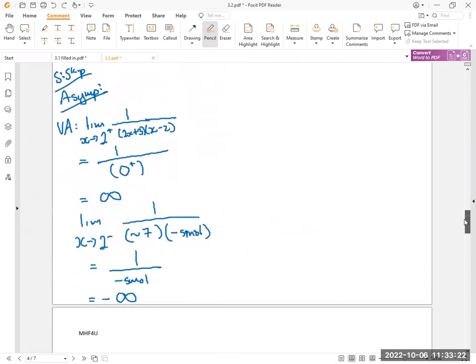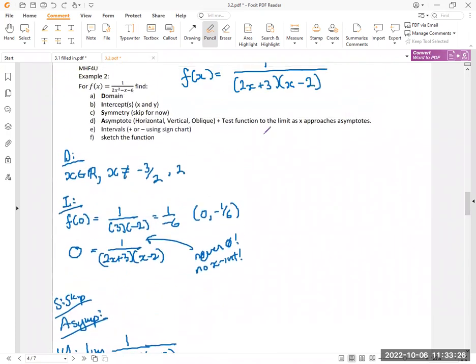We've tested the vertical limit, vertical asymptote of 2. I'm going to quickly, because I'm running out of time, test a vertical limit of 3 over 2 from the positive side. That is 1 over, this is going to be a positive over 3 over 2 minus 2. That's going to be negative 0.5. Is it not negative 2?